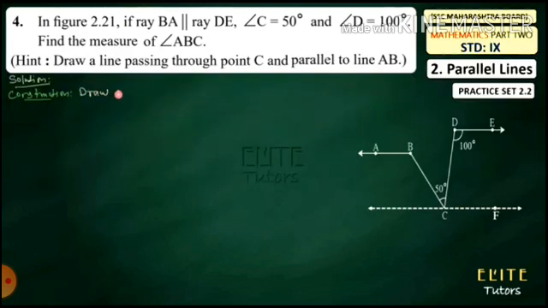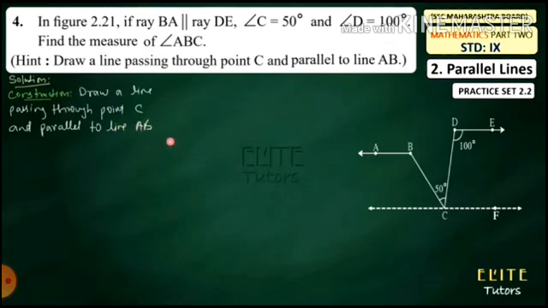Draw a line passing through point C and parallel to line AB. I have drawn one line passing through the point C and parallel to AB. So students, CF we have drawn. We will take CF or DE first.